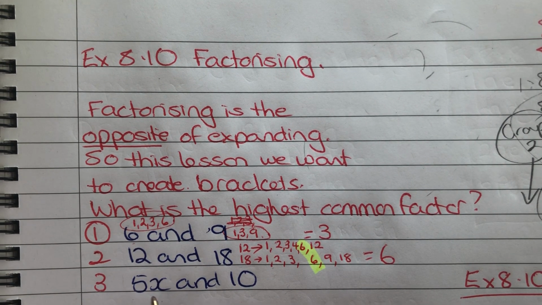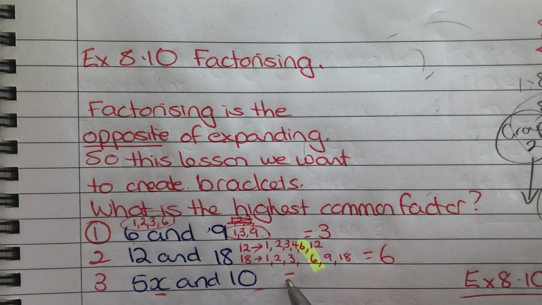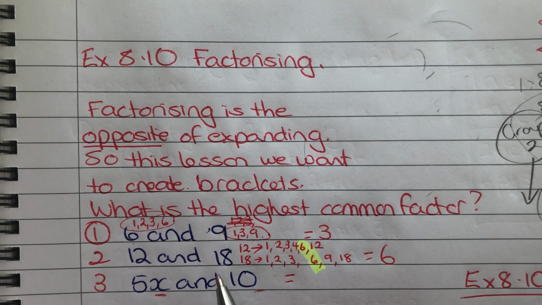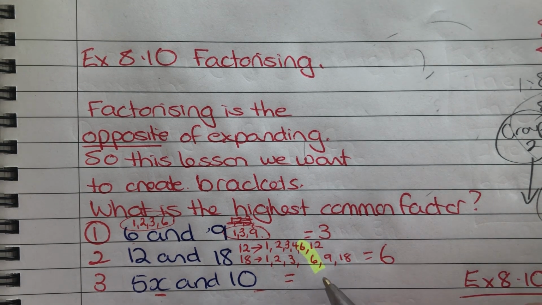So sometimes we might have a letter in there. For the highest common factor, the letter has to be in both if you pull it out as a highest common factor. So X doesn't go into this one. So X is not part of our highest common factor. So now we're just looking at the 5 and the 10. What's the highest number that goes into both of those? It is 5. So that's our highest common factor for that one.